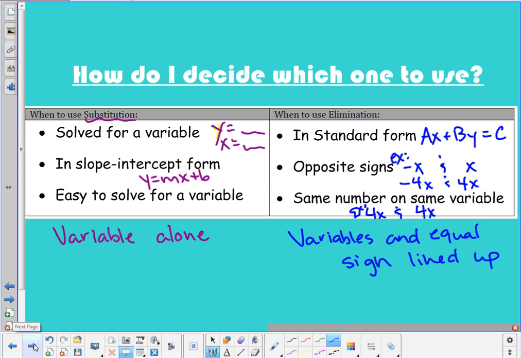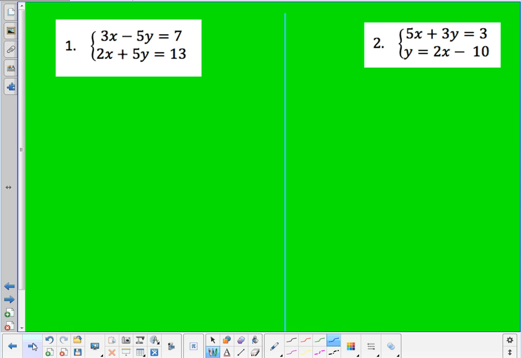So let's just do some examples and talk about why we might choose a different method. In number 1, I take a look at my system. It's got 3x minus 5y is equal to 7, and 2x plus 5y is equal to 13. So I notice right away that I've got the x terms lined up, the y terms lined up, the equal signs lined up, constants lined up. Both of these equations are in standard form. Okay, since both of them are in standard form, I'm going to use elimination.